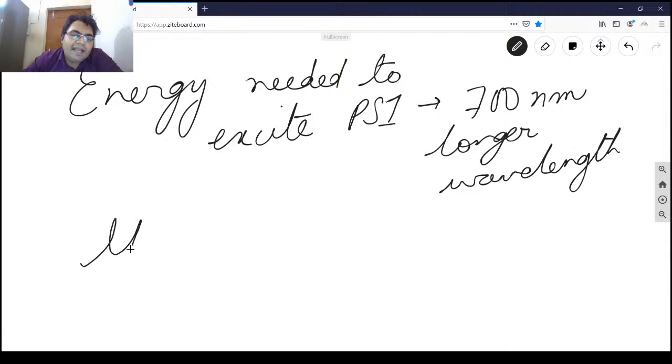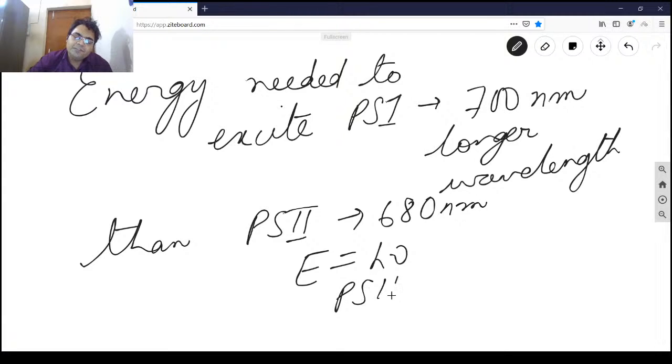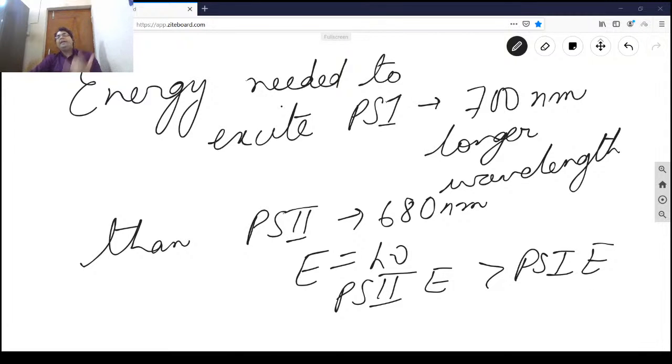Longer wavelength than, you can say, PS2, which is 680 nm. And we know that E is equal to h nu. Longer wavelength means lower frequency. So whose energy will be higher? PS2 energy will be higher than PS1 energy. So where will you need to put more energy to excite an electron, PS1 or PS2? You will need to put more energy to excite an electron in case of PS2.